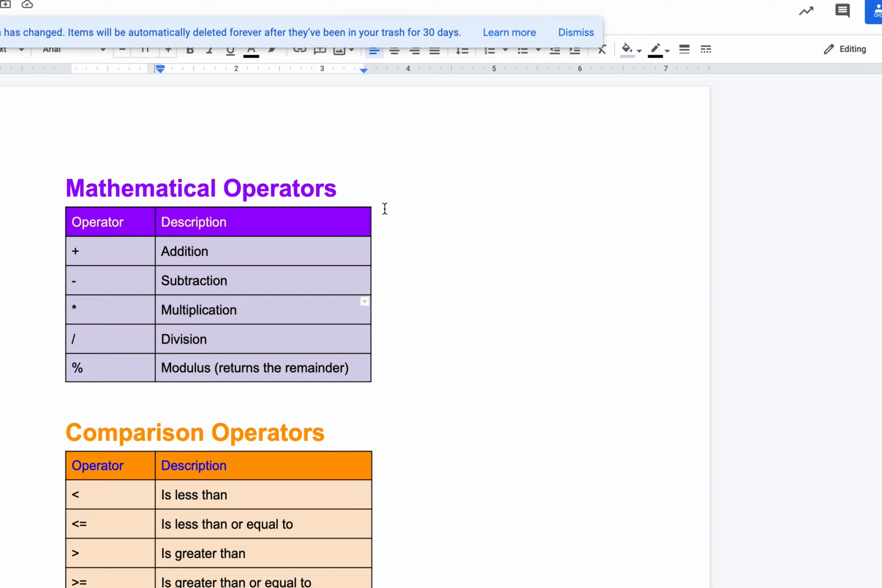Here's a list of our mathematical operators, and you're probably pretty familiar with these because you've used computers your whole lives. Addition is the plus sign, subtraction is the minus sign, multiplication we use the asterisk, which is shift and 8 on the keyboard, division is the slash, and then modulus is probably something you've never heard of before, but it returns the remainder. All of these are pretty self-explanatory. I mean, you've made it this far in high school, so I think you know how to do these, but you may not have ever encountered the modulus operator, so let's take a look at what that entails.